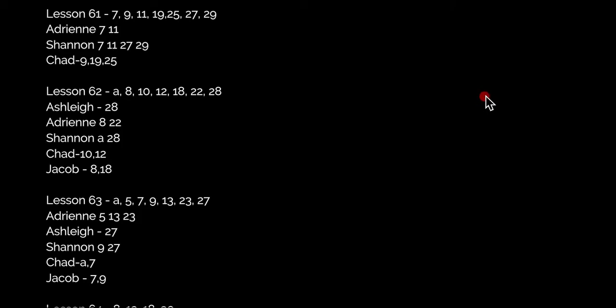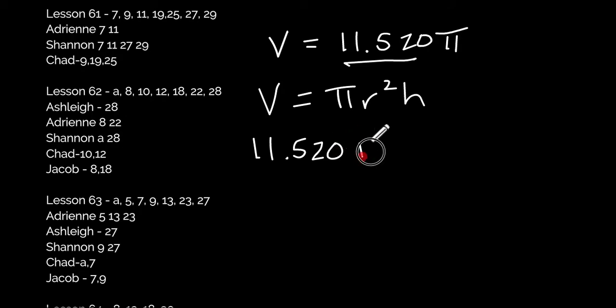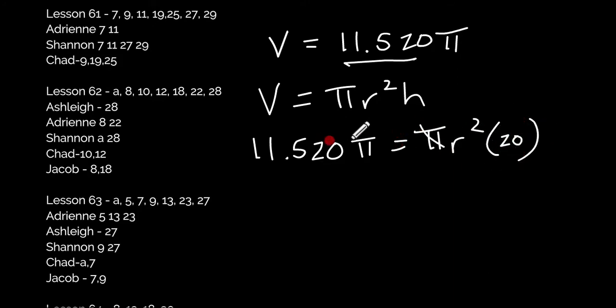Number 12. Okay, so it says the volume of a cylinder is 11,520 pi. You need to know the formula for a volume of a cylinder. It's probably in the back of your book. But the volume of a cylinder is the area of the circle times the height. So the V part is 11,520 pi. And then we have it equal to pi r squared times h, which is 20. The pi's cross out.